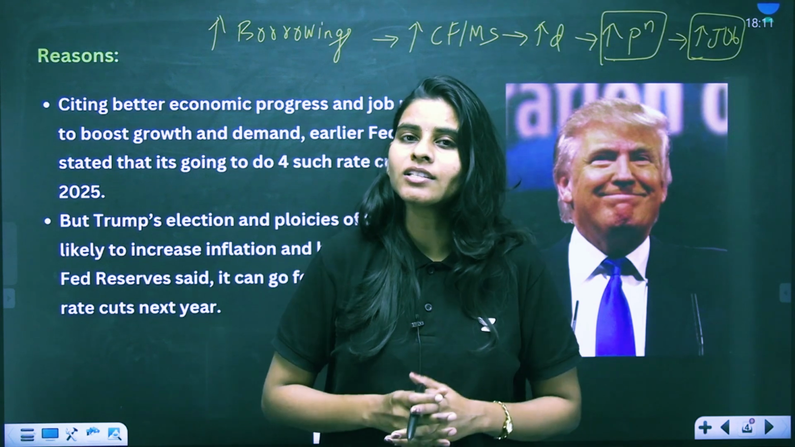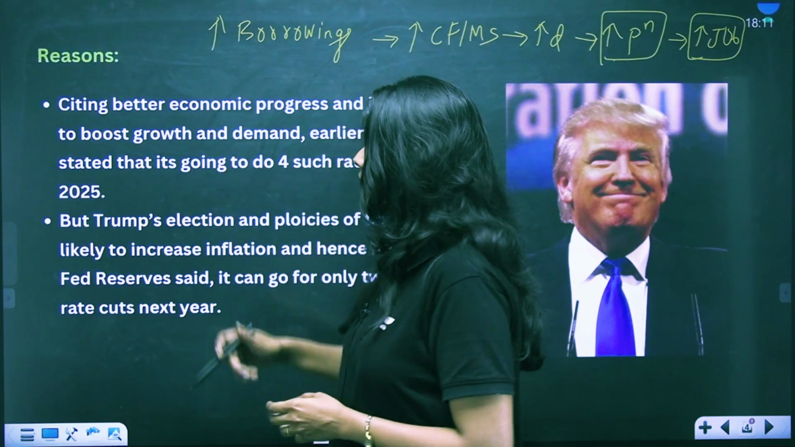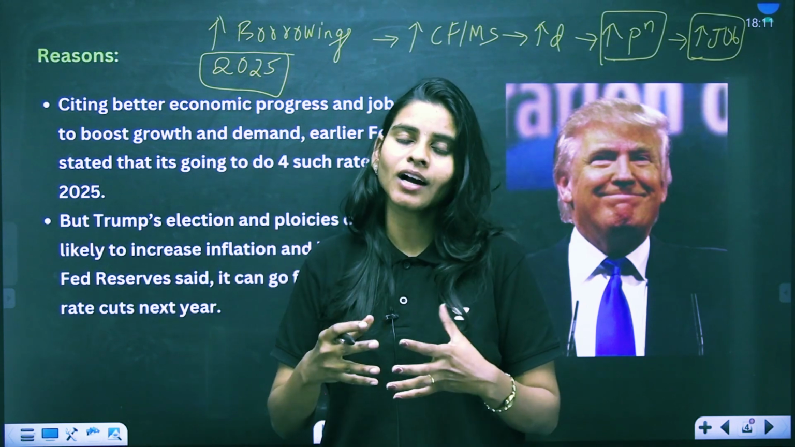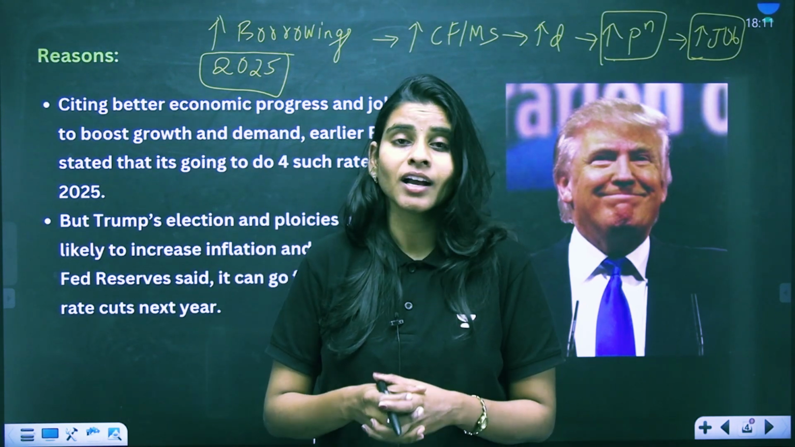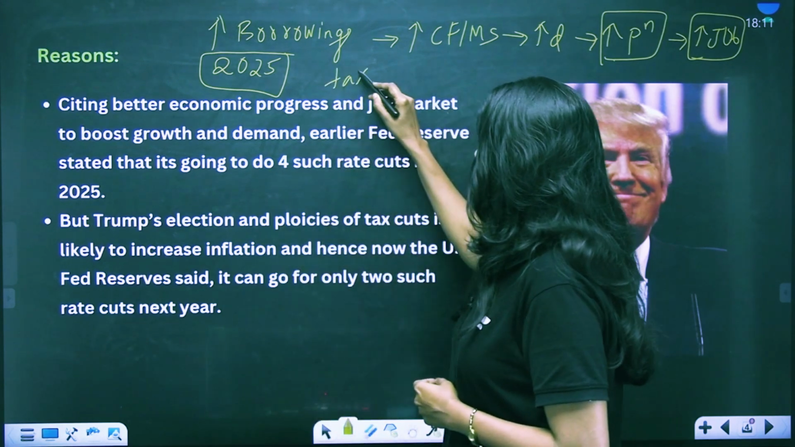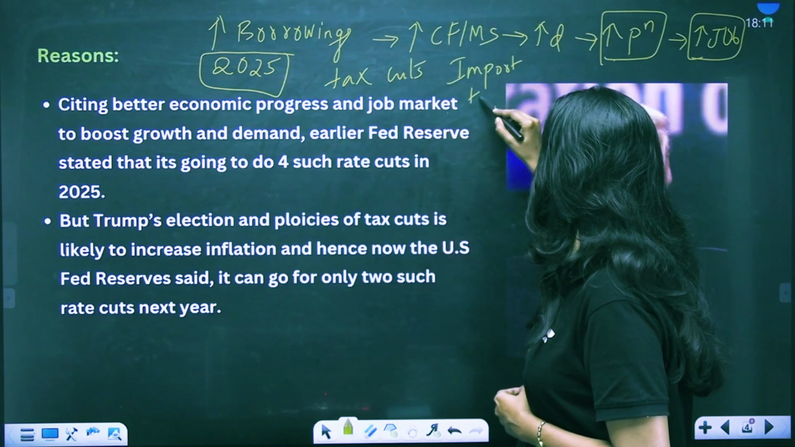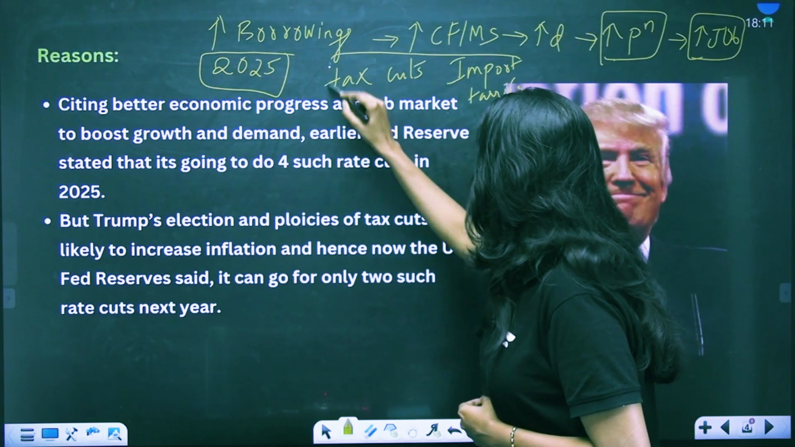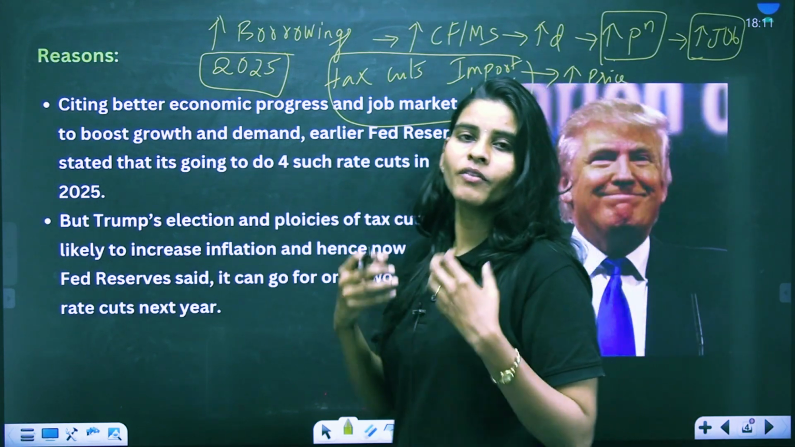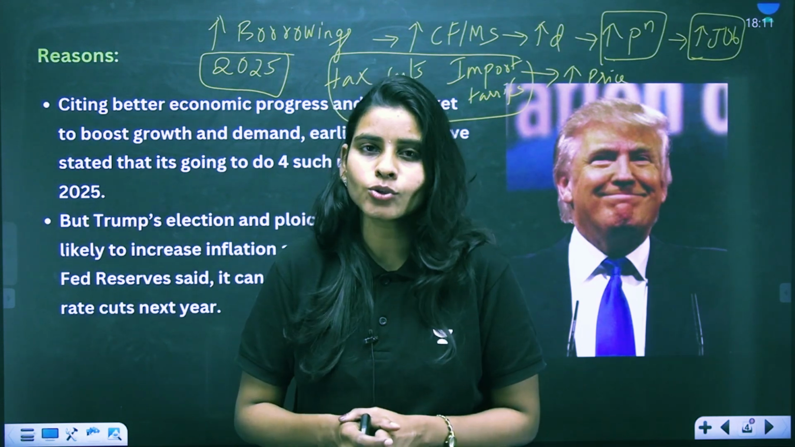In fact, the Federal Reserve earlier stated that it is going to make 4 such rate cuts in the year 2025. But right after the election results, we know that Trump is going to be the next president of US, and his administrative policies, especially around the tax cuts, and the higher import tariffs that he is going to come up with, is likely to increase inflation in the country. Why? It is going to increase the price of goods and services. When the imports cost are higher, the price will increase. So this is again going to lead to inflation.